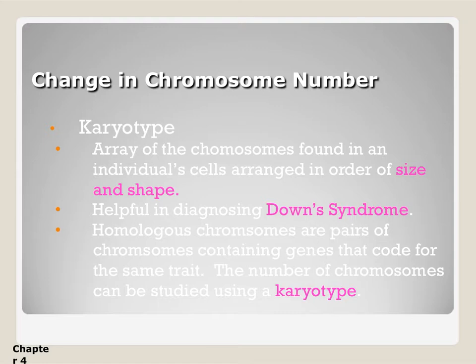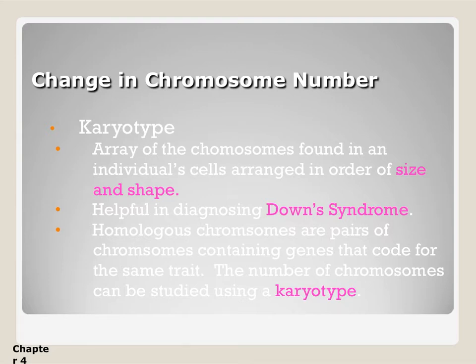That brings us to karyotypes. Karyotypes can show a change in the chromosome number. A karyotype is basically a photograph or a picture of a person's chromosomes. We've talked about karyotypes before. They're great for diagnosing Down syndrome. That's one of the most common diseases diagnosed with a karyotype.